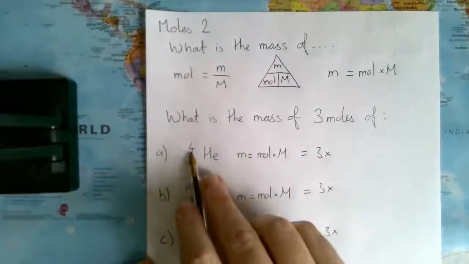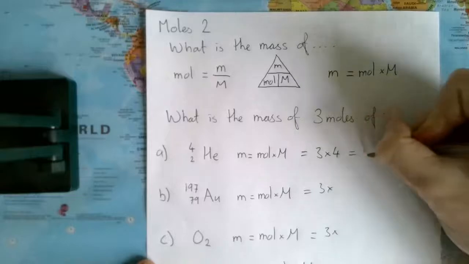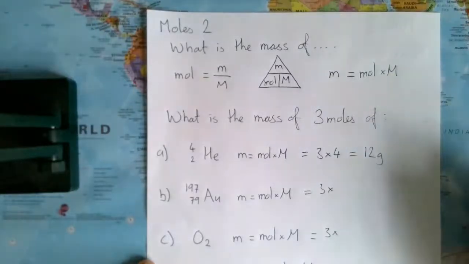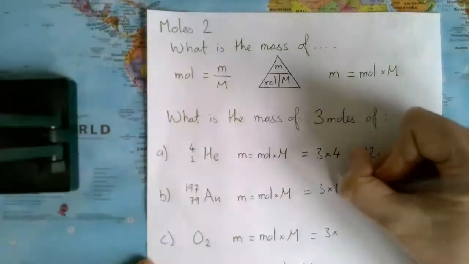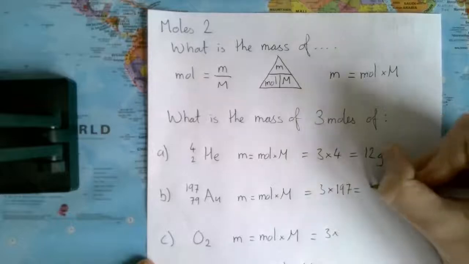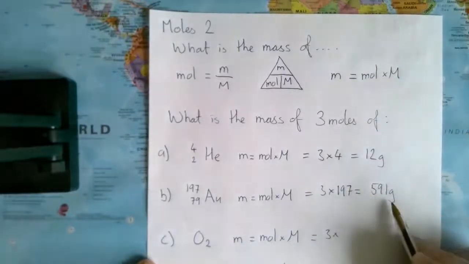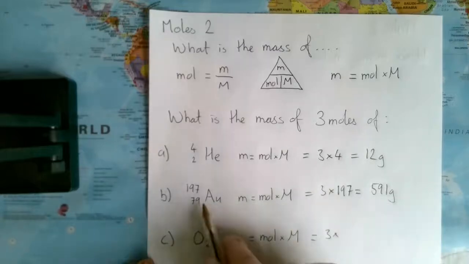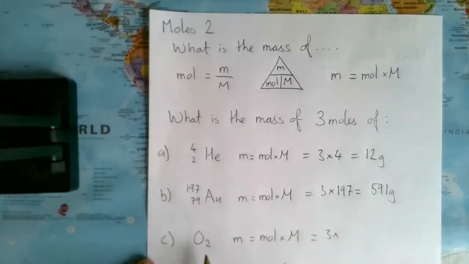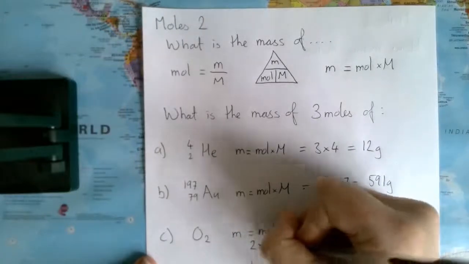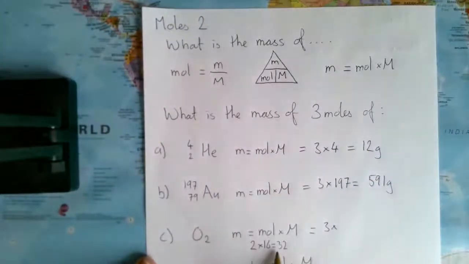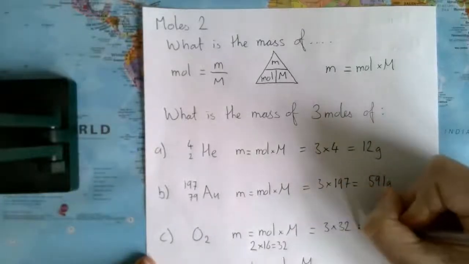So for the first one, helium has a mass of 4. 3 times 4 is 12 grams. Now, gold, you'd look it up in the periodic table, you'd find it's 197. So you do 3 times 197, and that is 591 grams. It's a huge amount more because each atom is much, much bigger. A little bit trickier here. O2, you need to remember there's 2 oxygens, so therefore it's 2 times 16, and that's 32 grams. So 3 times 32 is 96 grams.